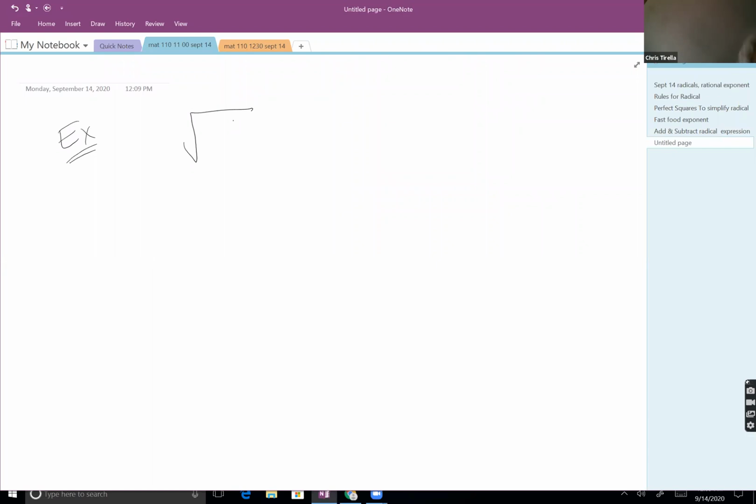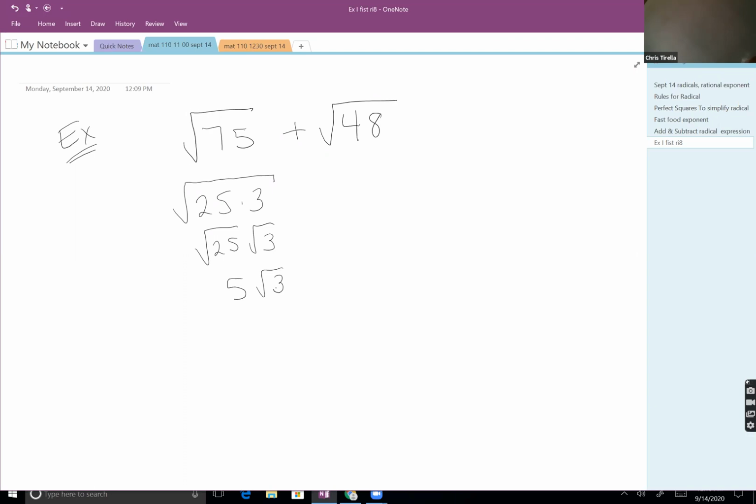If I have the square root of 75 plus the square root of 48, the way those are written, can I add them? No, because they're not like. The only way I can change them is if I can simplify them. So let's first look at 75. Is there something that goes into 75 that's a perfect square? 25. So that's 25 times 3. So I can simplify it to the square root of 25 times the square root of 3, or 5 square roots of 3. So in one way we changed the radicand, but we did it by simplifying.